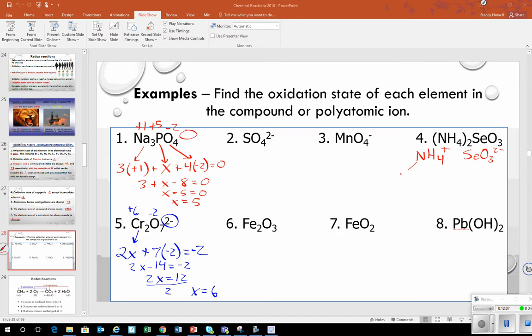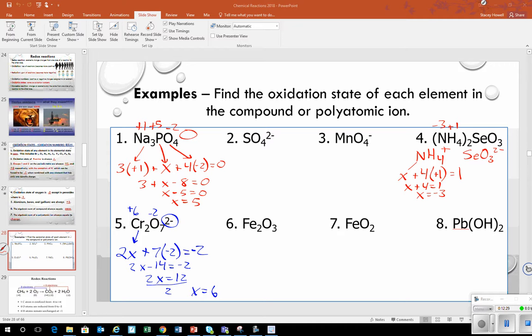So nitrogen I don't know, plus 4 times hydrogen, which I know is a +1, is going to equal +1. Okay, then I go through and solve. X plus 4 equals 1. Subtract 4 from each side, x equals -3. So this becomes a -3.